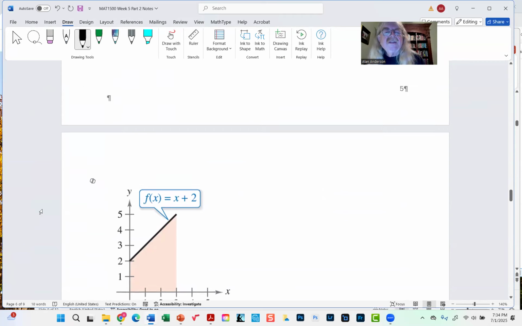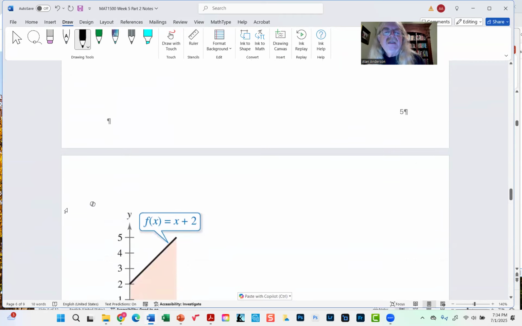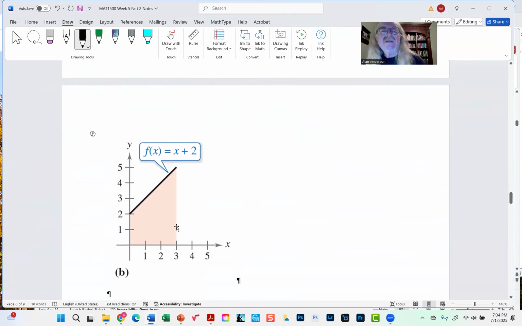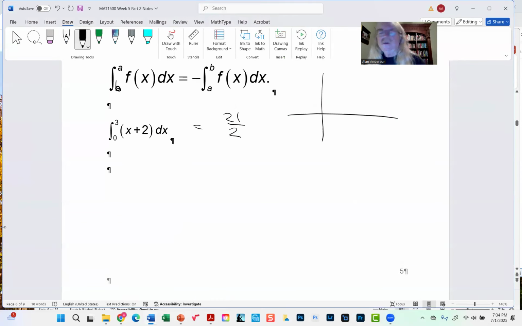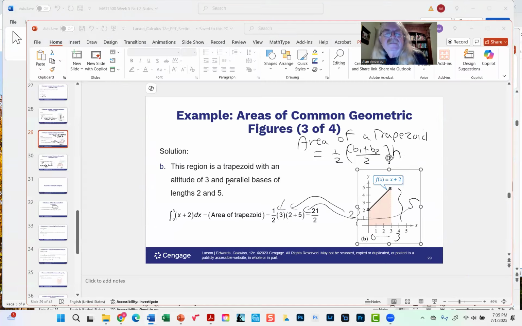So what they're asking us to do now is basically look at what it would look like if we're flipped upside down underneath the horizontal axis. So in other words, we don't have to do any work. It's just the negative of the first case.